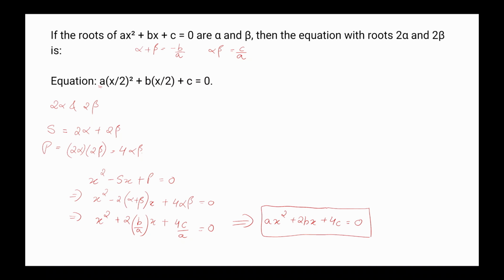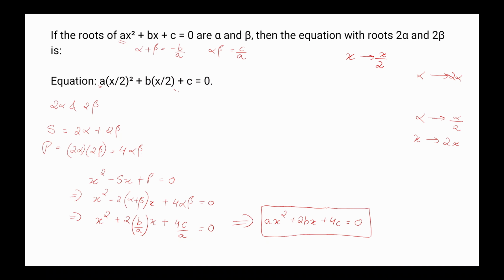Now the shortcut trick of finding out this equation: let's say if you have roots 2 alpha, 2 beta, simply what you can do is, in this equation you can replace your x with x by 2. Since initially you had your roots as alpha, now I'm writing my alpha as 2 alpha. So in my first equation, if my x was simply x, I can replace it by x by 2. Let's say if I replace alpha by alpha by 2, then my x can simply be replaced by 2x, and I can put it in this equation and get my answer.